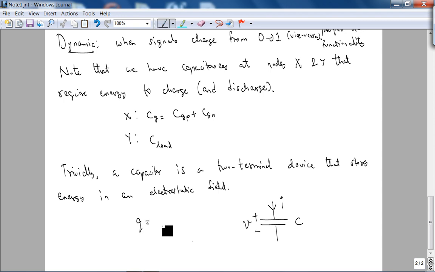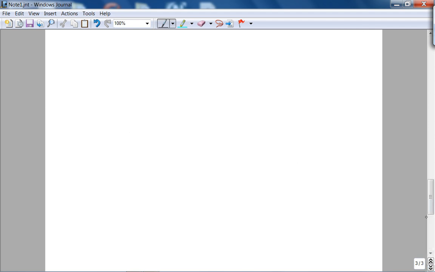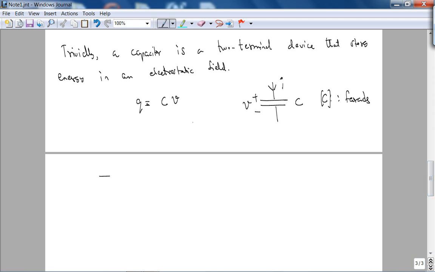So the fundamental relationship for a capacitor is Q is a function of V. For us, it's a linear function: Q equals C times V, where C is a constant called capacitance. The units of C are farads, named after Michael Faraday. Now to get I from this equation, if you take the derivative, d/dt, you get I on the left-hand side is C dV/dt plus V dC/dt, using the product rule. We assume capacitance is constant.